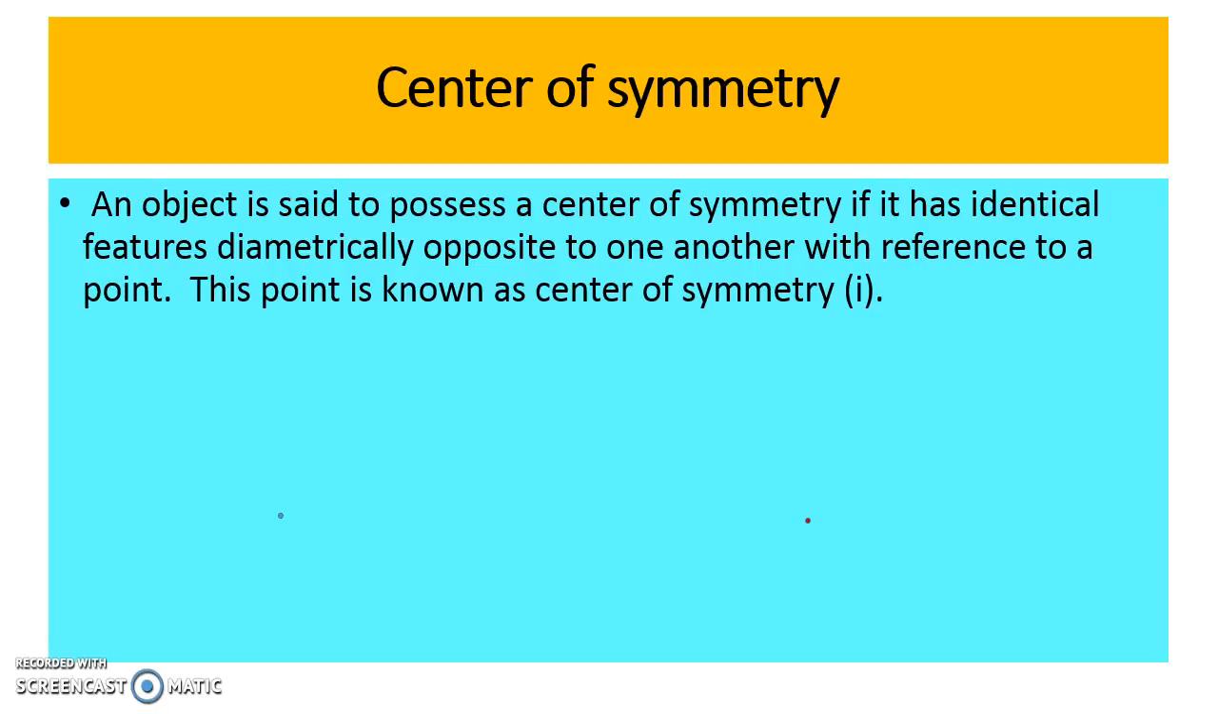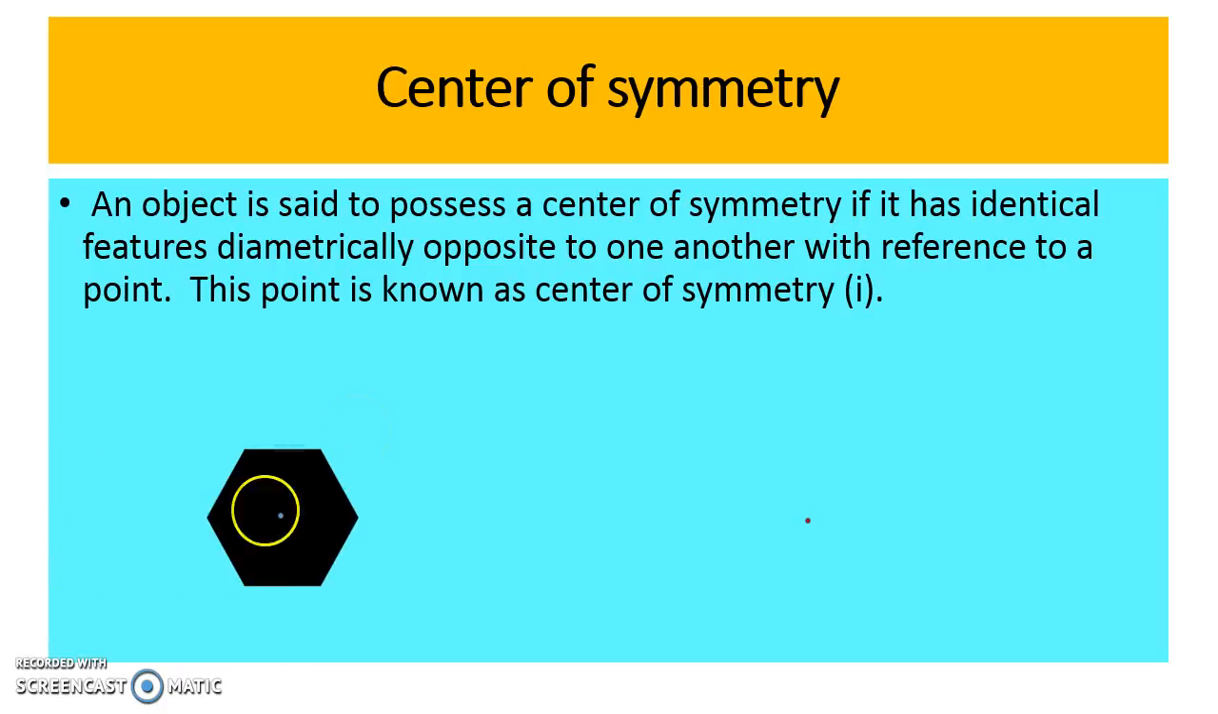Center of symmetry is defined as a point in a molecule or an object which has identical features diametrically opposite to one another with reference to the point, and this point is known as center of symmetry, denoted by the letter i.